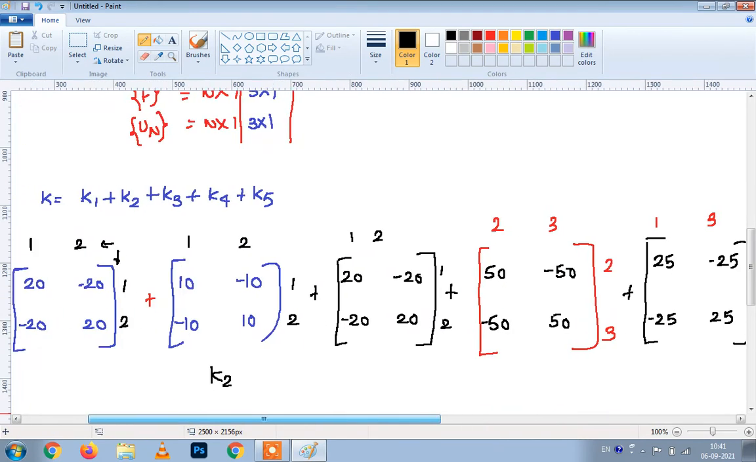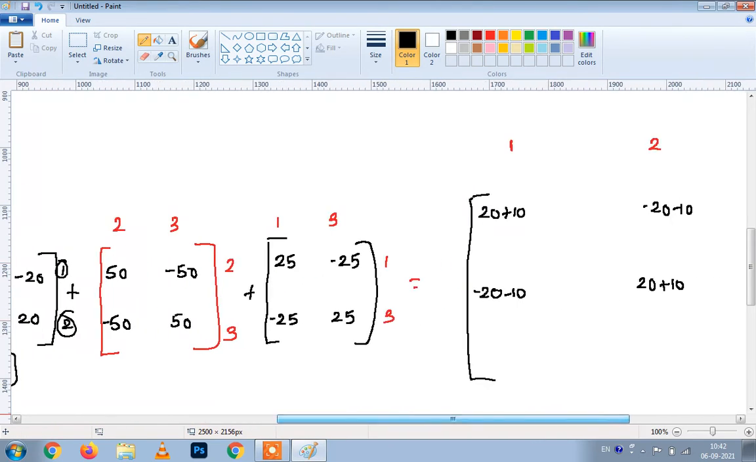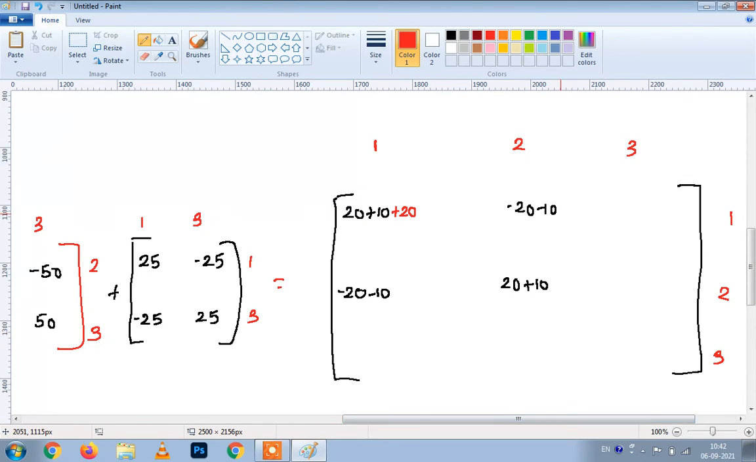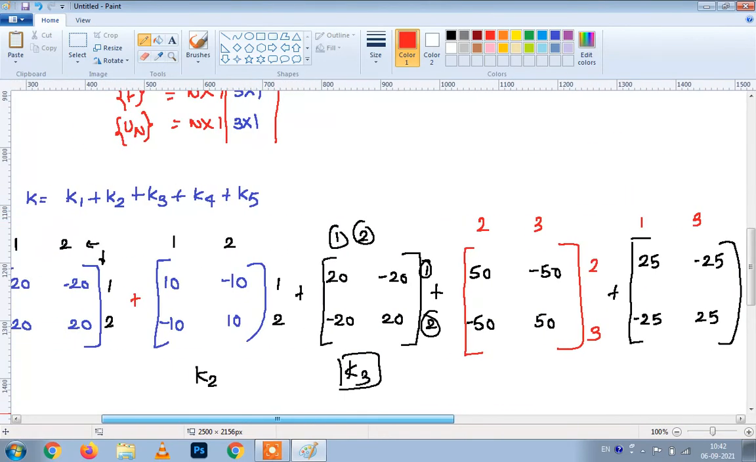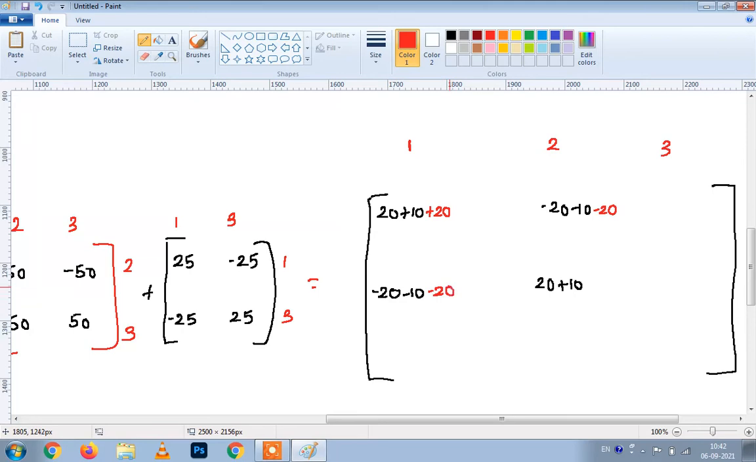plus 10. The element number 3 is K3: 20, minus 20, minus 20, 20. Location is also 1 and 2. If you are having any doubt in this particular step, feel free to contact me on WhatsApp. So it will be plus 20. Sorry, the second element is minus 20, whose location is first row second column. How? Look at here, it is in this minus 20, first row second column. So we are putting it here, minus 20, plus 20.